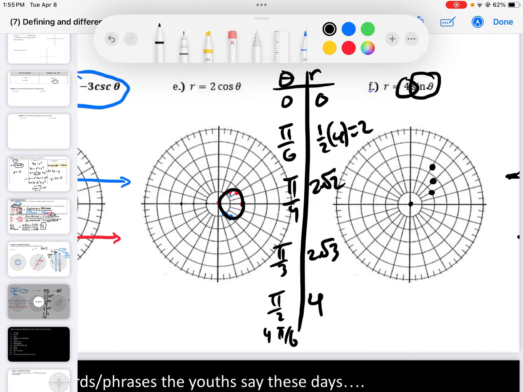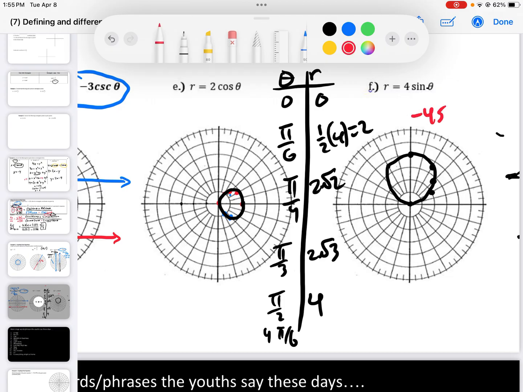Okay, plug in pi over 2. Sine of pi over 2 is 1 times 4. So pi over 2 is that radian. Go out 4, 1, 2, 3, 4. And that looks better. It looks like half a circle, right? It's going to be half a circle going above the x-axis. And then it's going to keep going around. This one would be about right here. And it's just going to make a circle. And the radius of that circle is going to be 4.